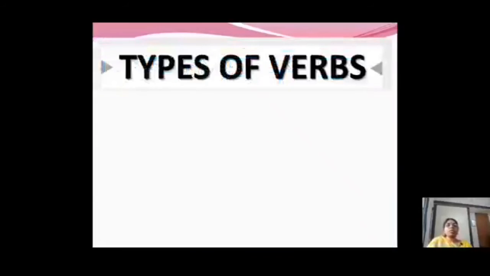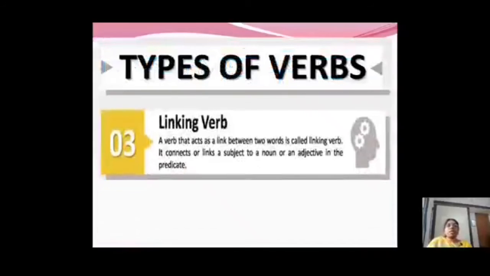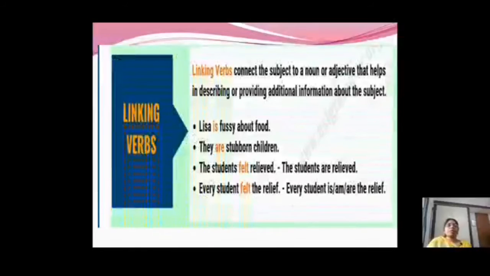So the next type is linking verb. A linking verb acts as a link. The word itself says link between two words. It's called a linking verb. It connects or links a subject to a noun or an adjective in the predicate, right? So an example is given here.